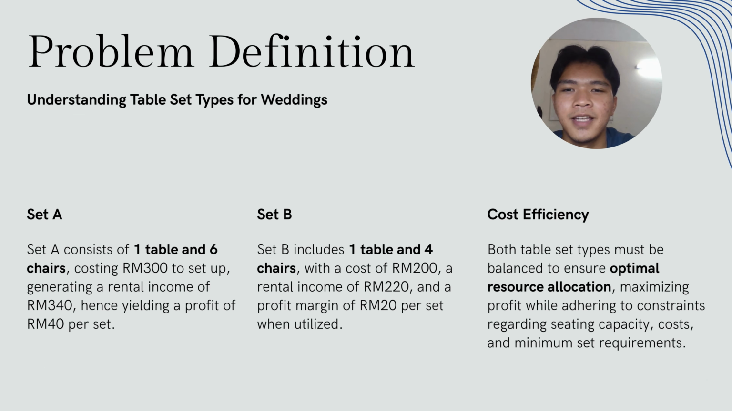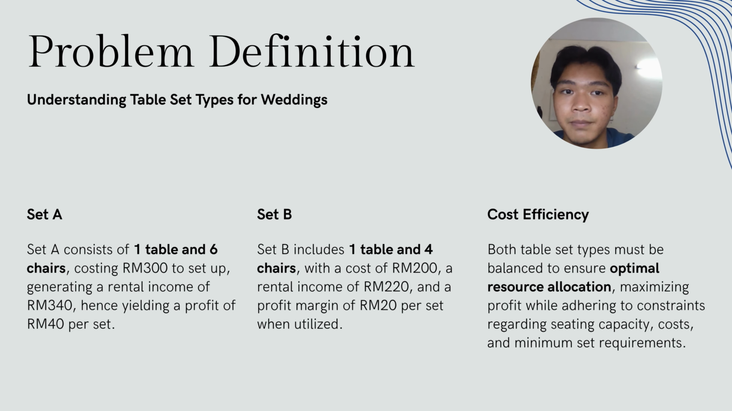To begin, let's understand the problem in more detail. There are two types of table set in the wedding hall, which is set A and set B. Set A is used for the families of the bride and groom. It has one table and six chairs. The cost to set up is RM300 and it earns a rental income of RM340, giving a profit of RM40 per set.